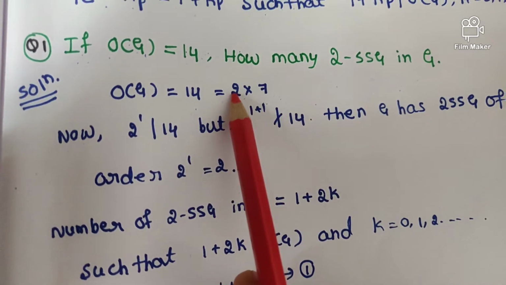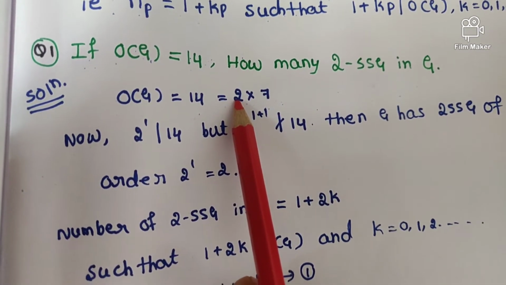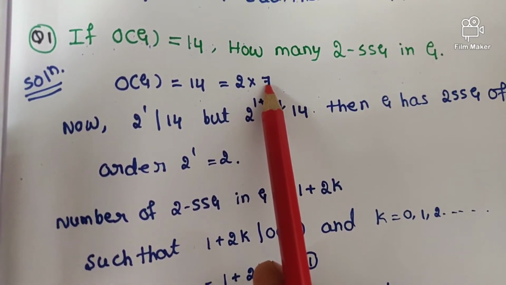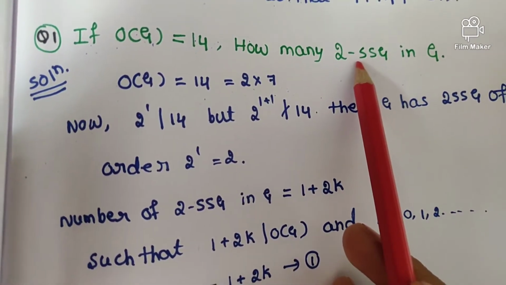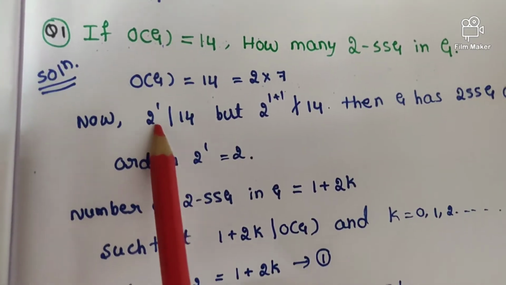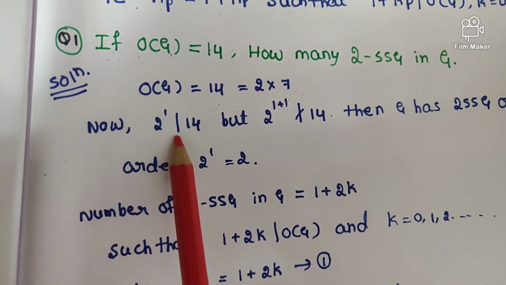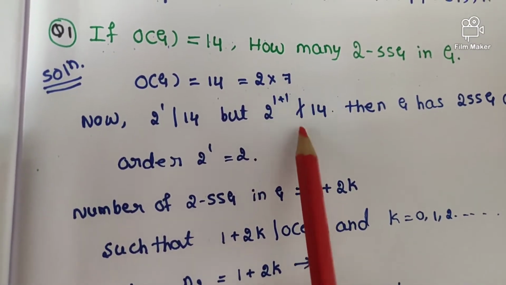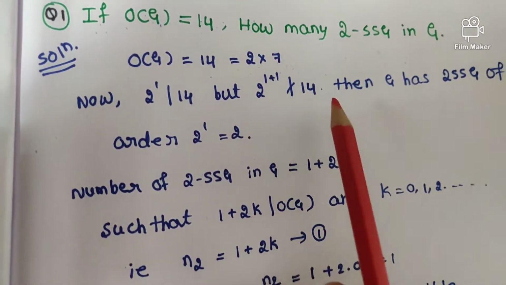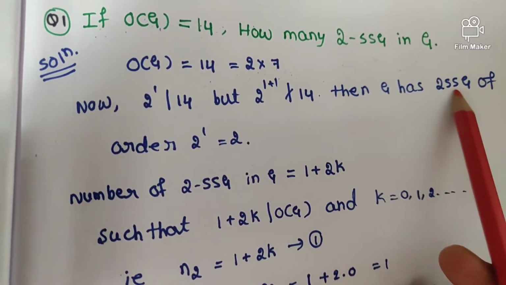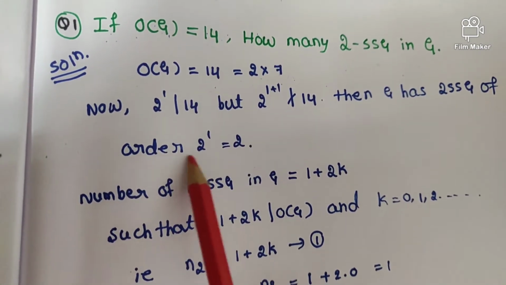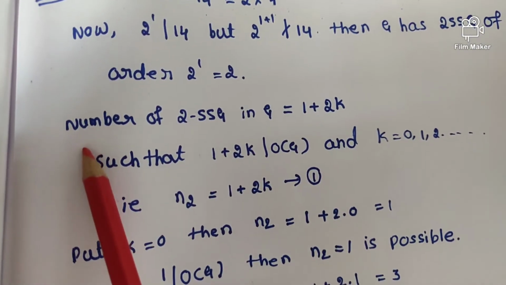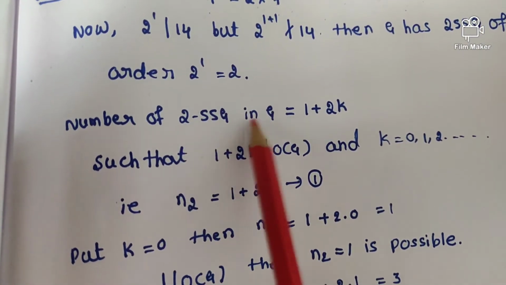So just look here. We have a 2 Sylow subgroup as well as a 7 Sylow subgroup, right? They asked us only for finding the 2 Sylow subgroup. Now 2 to the power 1 divides 14, but 2 to the power 1 plus 1 doesn't divide 14. Therefore we can say the 2 Sylow subgroup is of order 2.